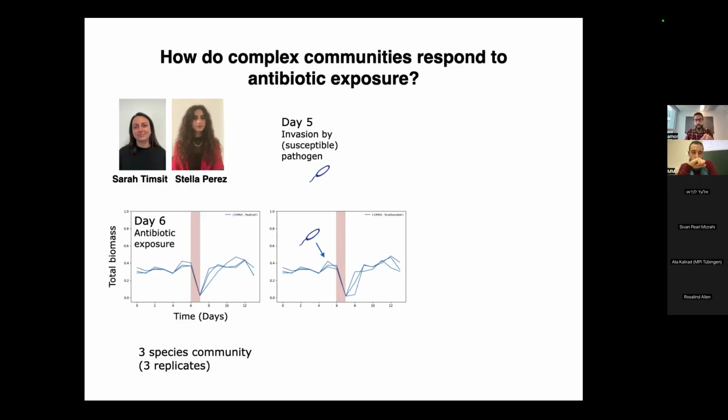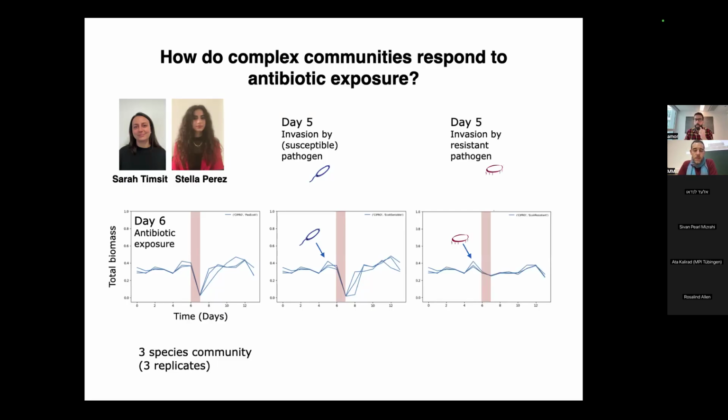And we see that when this pathogen or invader is susceptible to antibiotics, the total biomass goes down and then it recovers. And if we introduce a resistant pathogen, then the total biomass during the antibiotic treatment doesn't change too much. This seems quite intuitive, but it doesn't need to be like that, and it's not always like that.